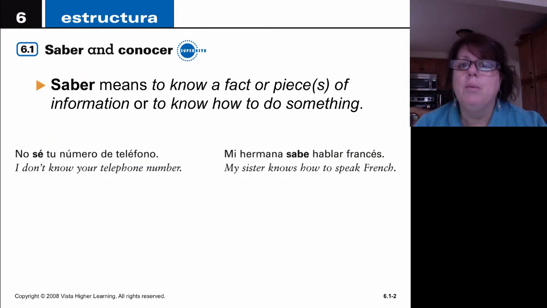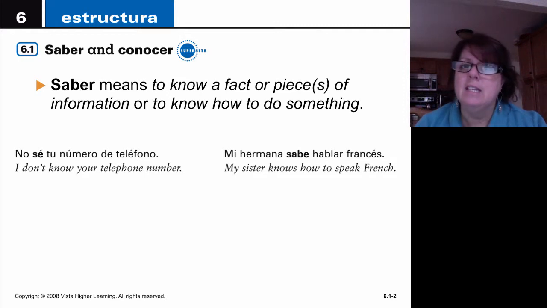Now we're going to talk about what they mean. The verb saber means to know a fact. So if I know your phone number, it's a fact. If I know when Columbus came to America, it's a fact. If I know that your favorite color is blue, it's a fact. And so I'm going to say, yo sé, I know these things. The verb saber is used first and foremost to describe what you know about facts.